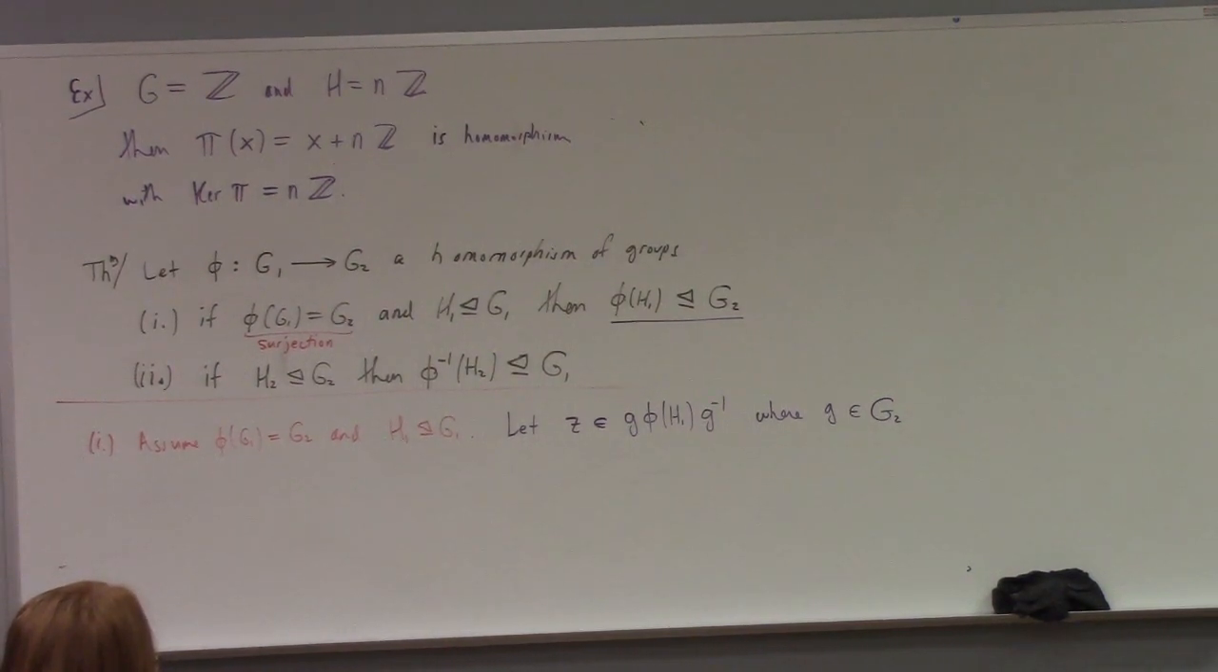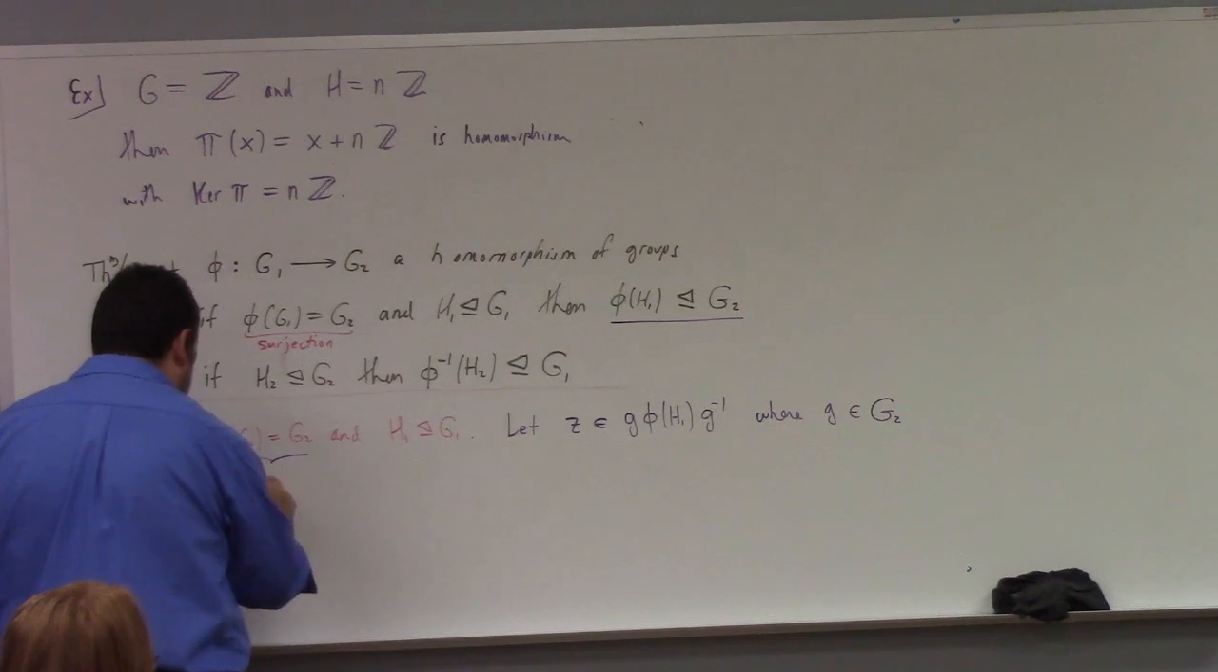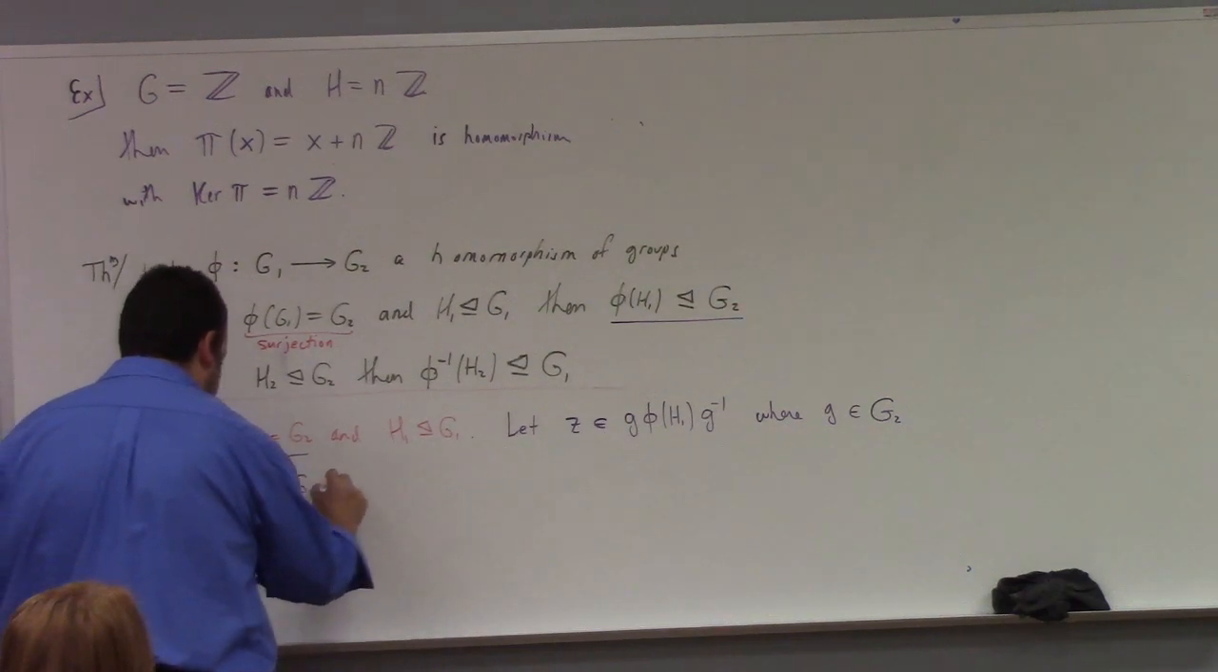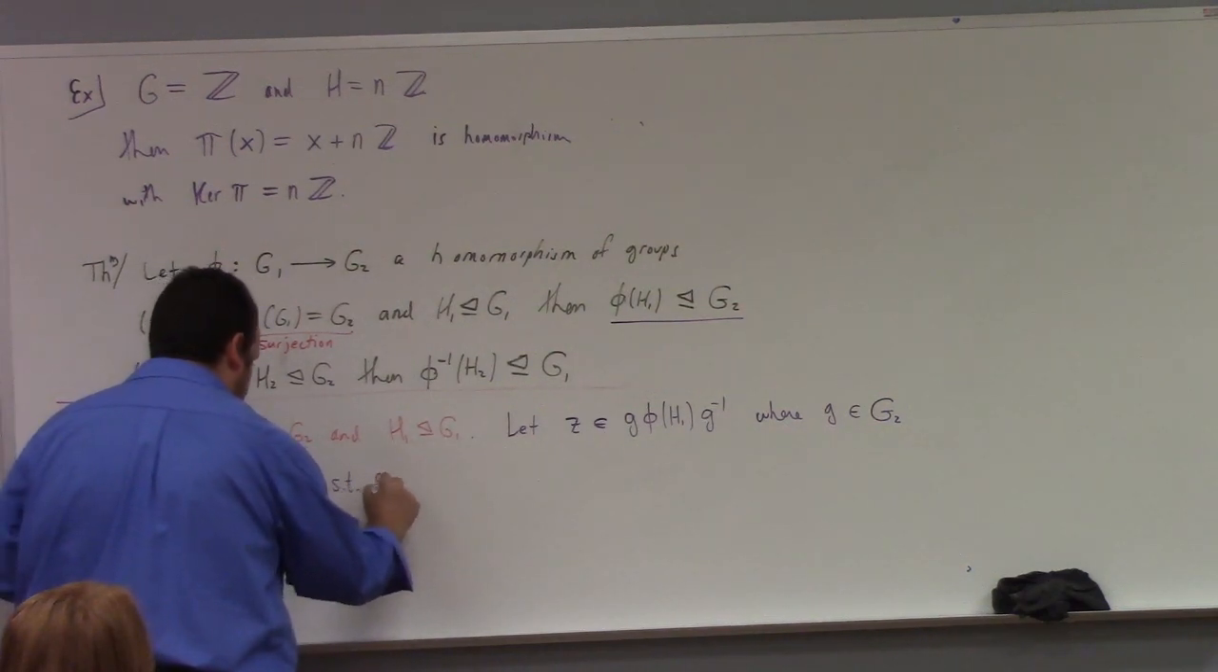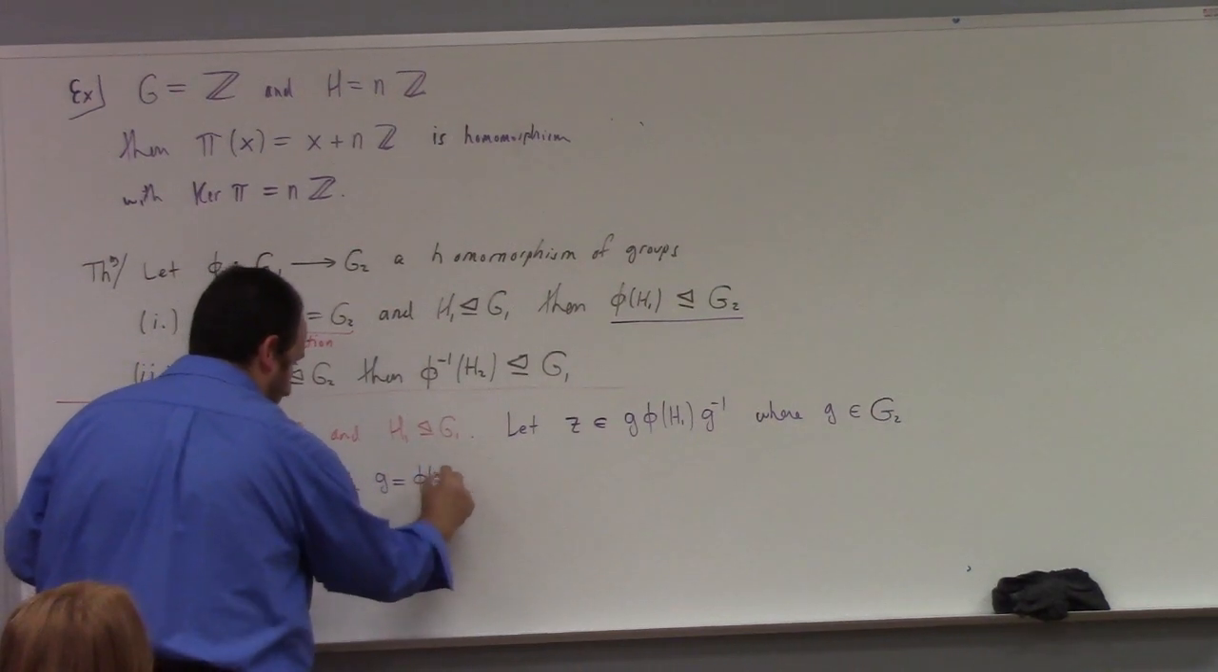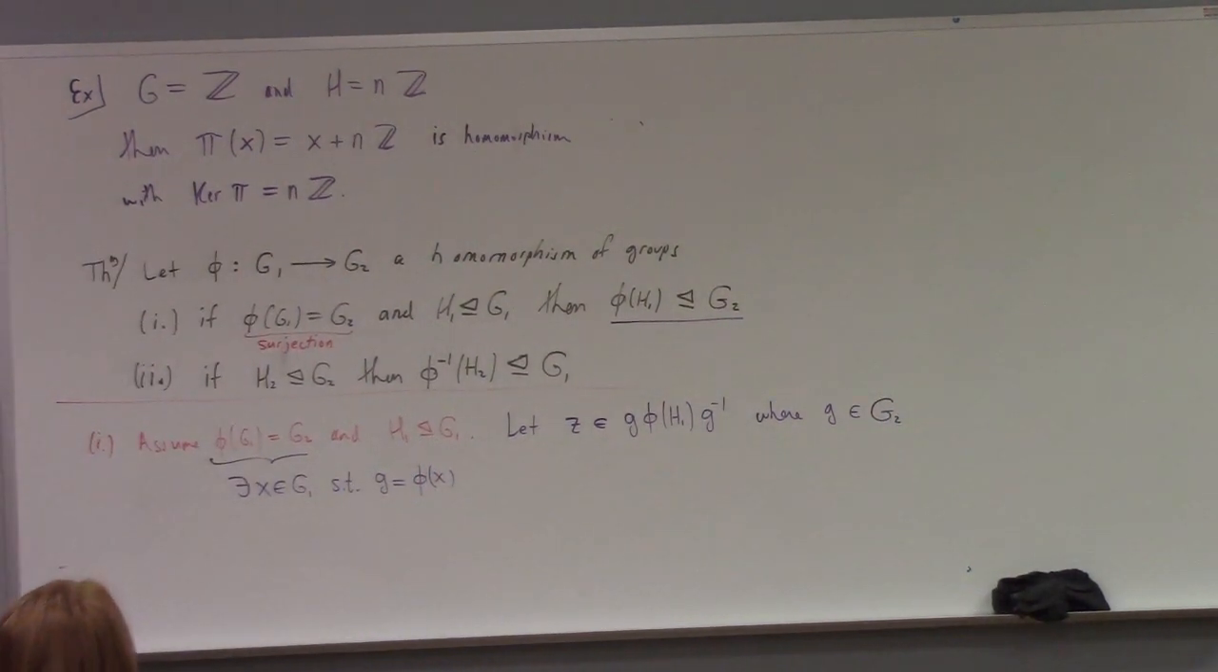Now here is why the surjective condition is needed. Because φ is surjective, I can write g as what? This says that there exists an x in G1 such that g is equal to φ(x), yeah?